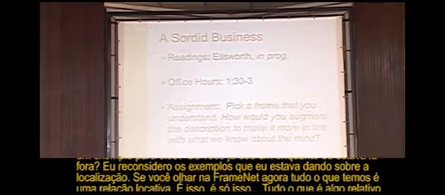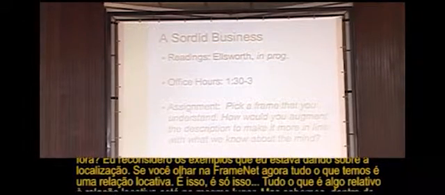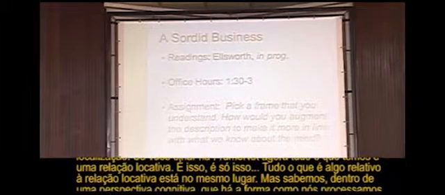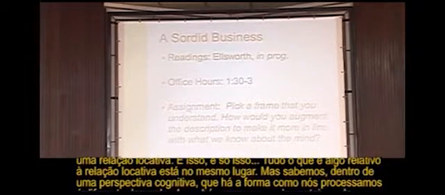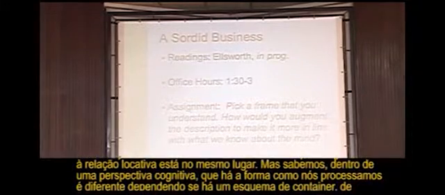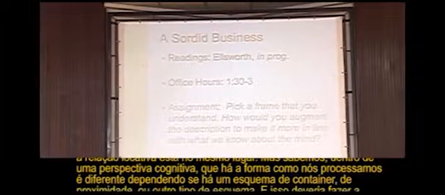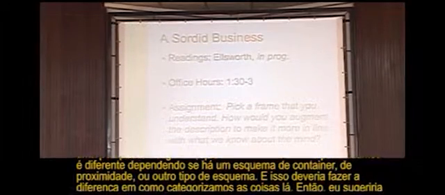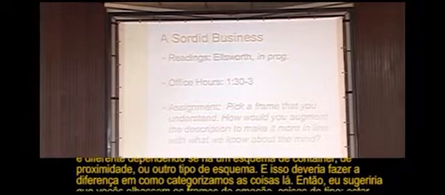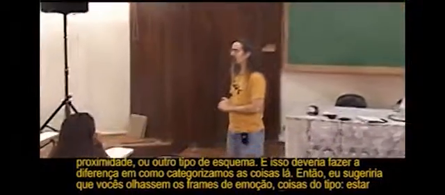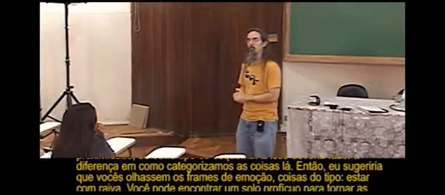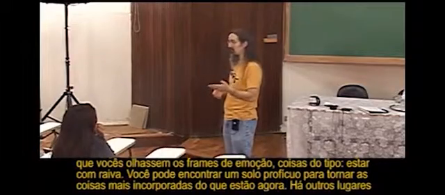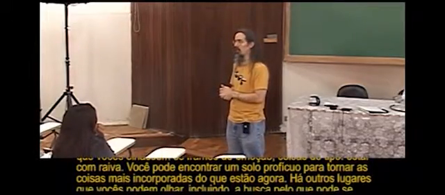So in FrameNet, if you look in FrameNet right now, all we have is locative relation. That's it. It's just that everything which is some kind of locative relation is there in the same place. But we know from a cognitive perspective that actually the way that we process is quite different depending on whether it's a container schema, a proximity schema, some other schema. And that should make a difference in how we categorize things there. So I will suggest that if you look at the set of emotion frames, things like being angry, that you might find some rich ground for making things more embodied than they are now.